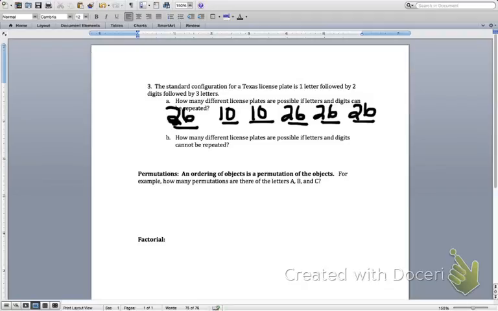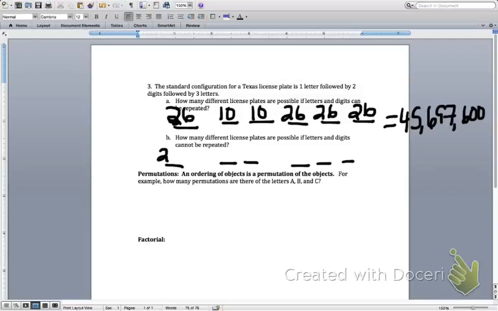When we use the counting principle and multiply all those together, that gives me a total of 45,697,600 different license plates in the state of Texas. How many different license plates are possible if letters and digits cannot be repeated? So we start with the same process, one letter, 2 digits, 3 letters.